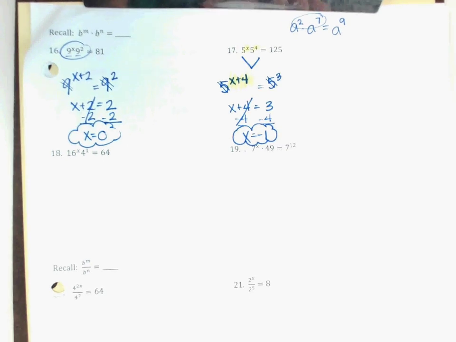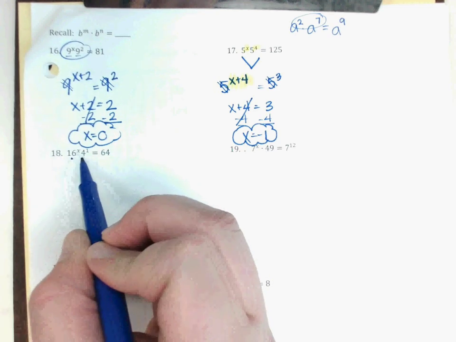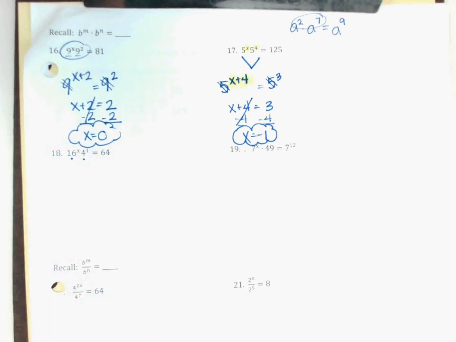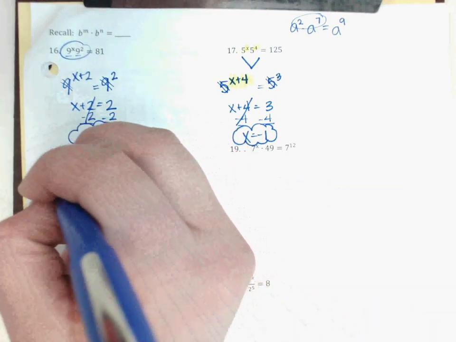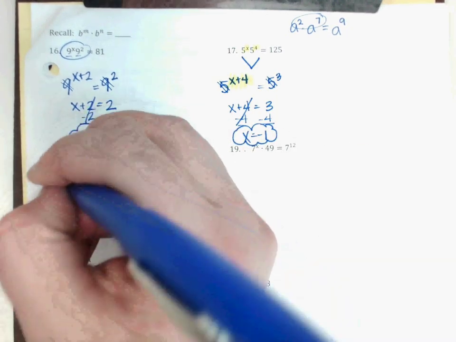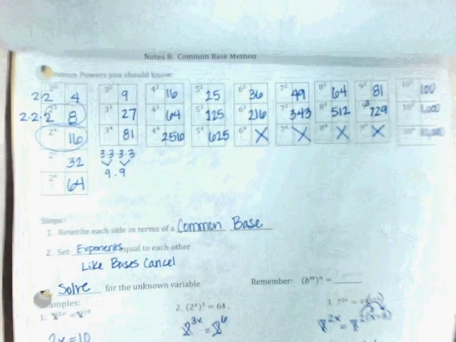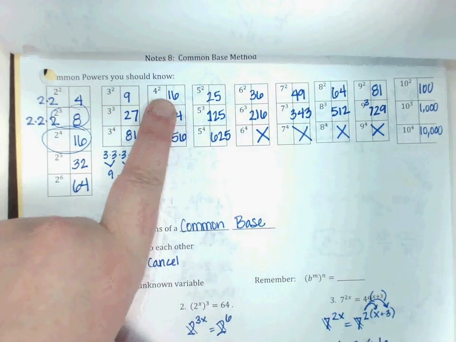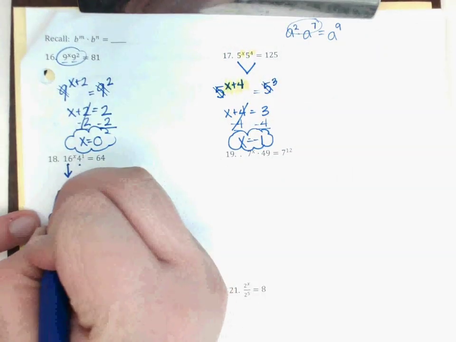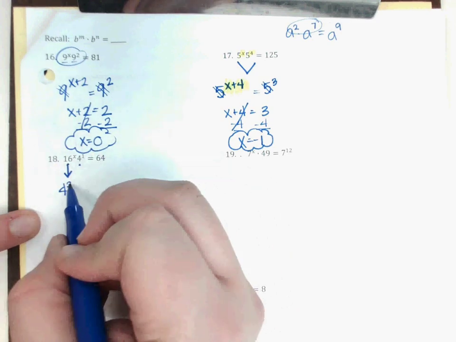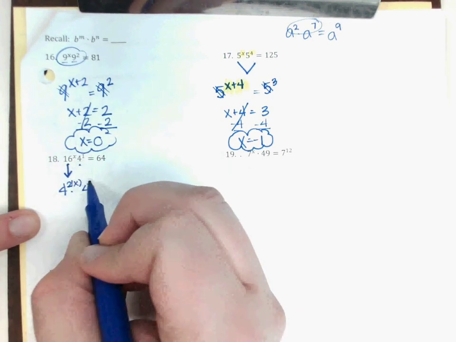Okay, take a look at number 18. Now notice, 18 is where you add an extra step. Are 16 and 4 like bases that I can squish them together right now? No, they need to find a matching base. So can I write 16 as a base 4? Yes, 4 to the what? 2, so what is 16 in your 4 chart? Yep, right there, see it? 16 is 4 to the 2 times x, and then 4 to the 1.